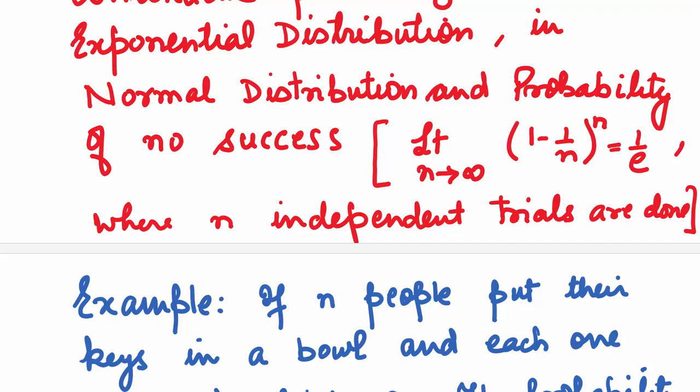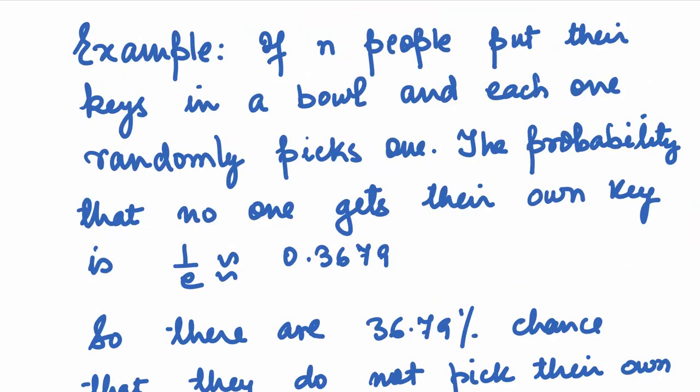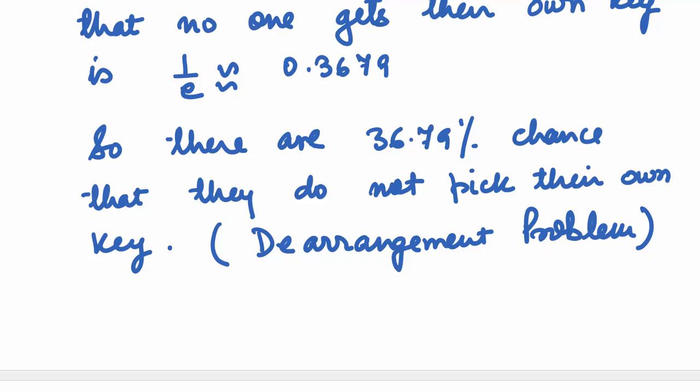Now, let's come to an example and see how it is used in probability. If n people put their keys in a bowl and each one randomly picks one, the probability that no one gets their own key is given by 1/E, which is approximately 0.3679, which means that there is a 36.79% chance that they do not pick their own key. It's also known as the derangement problem.